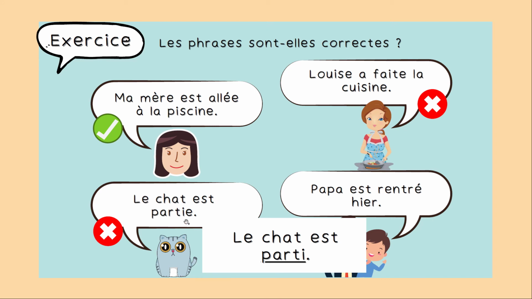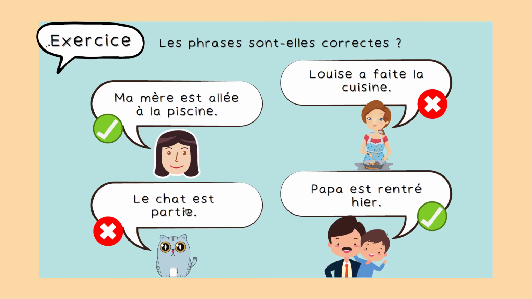Le chat est parti. Cette phrase est incorrecte. We are using the auxiliary verb être. And remember, in this case, the past participle, parti, will agree with the subject of the sentence, which is le chat. And le chat is masculine singular. So we do not add an i. Papa est rentré hier. And this is an example of a correct sentence using the auxiliary verb être and the past participle agreeing with the subject.